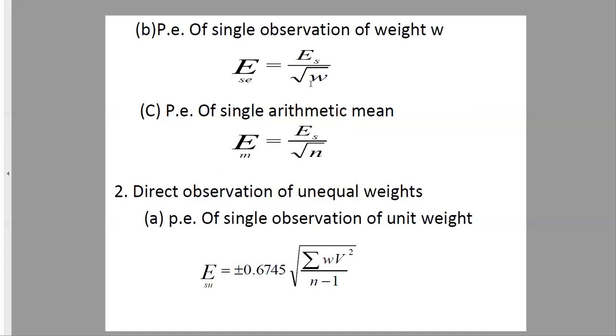And if we are interested in finding out the probable error of the arithmetic mean, then we'll divide simply with the number of observations under root. So nothing you have to remember, you just keep in mind what we are doing here. For the calculation of single observation of weight W, we'll divide it with root W, and for arithmetic mean we'll divide it with the number of observations under root.